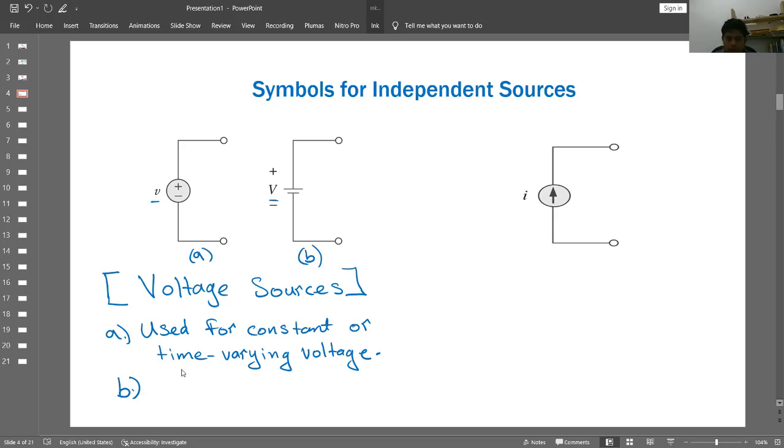And B is used for constant voltages. So the capital V stands for constant. It will not change with respect to time. It's used for constant voltage.